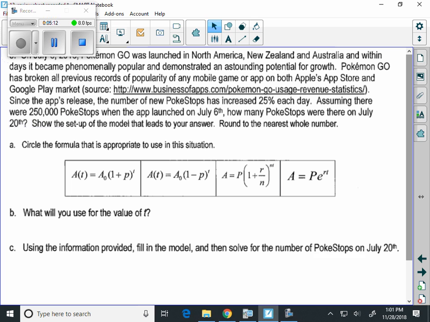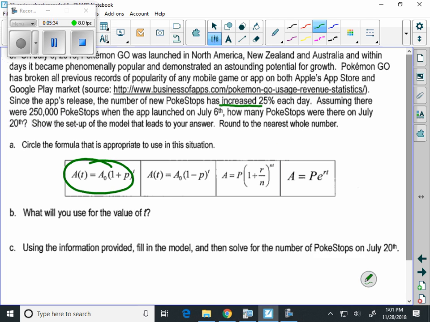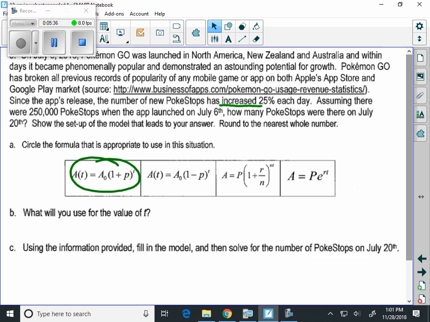Well, the first thing that we have to do is figure out which formula to use, and consequently, we need to pick out what the key word in this is. And really, the key word in here is increased. And when we see increased, that means that we need to use this formula right here, which is the increase formula.